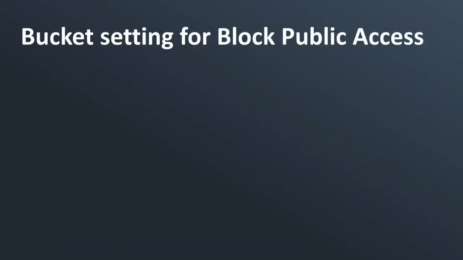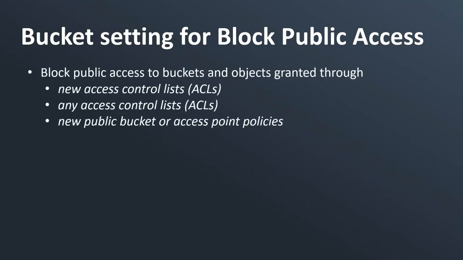Then we have the S3 bucket setting for block public access. So we have seen this in the hands-on when we got started. This was a new setting that was created to block objects from being public if the account had some restrictions. So here we have four different kinds of block public access settings.